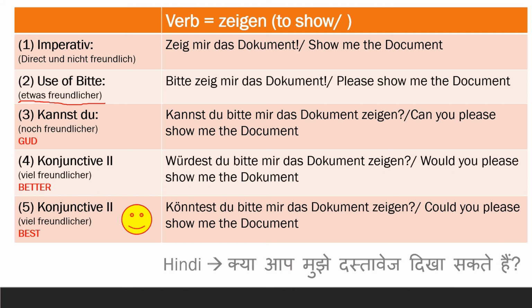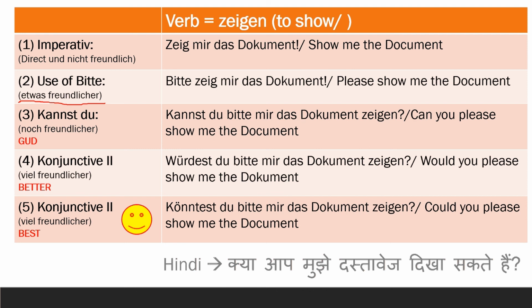And here I have written "viel freundlicher". Viel means this is a more friendly form of saying it. Yes. And this is better. Third number was good, fourth is better. And now we are having our best form. This is number five, Konjunktiv II.